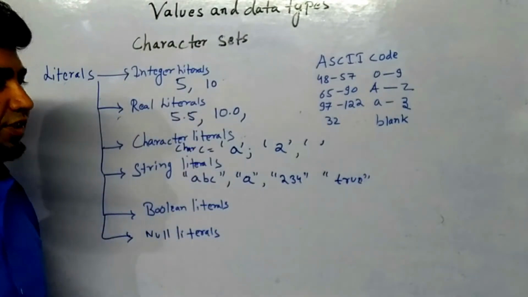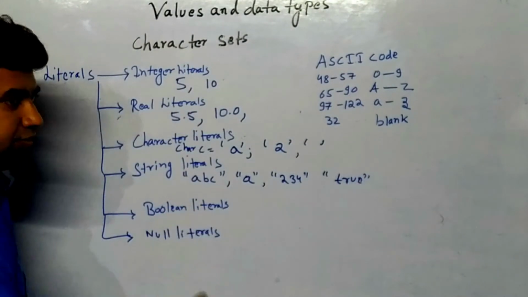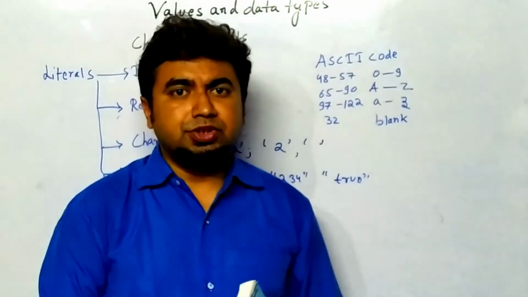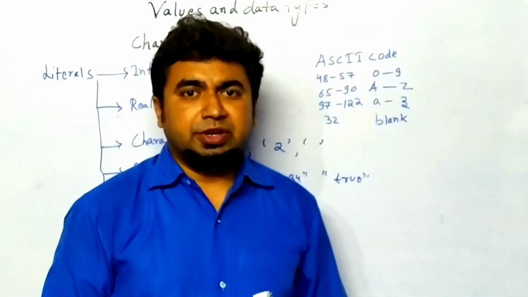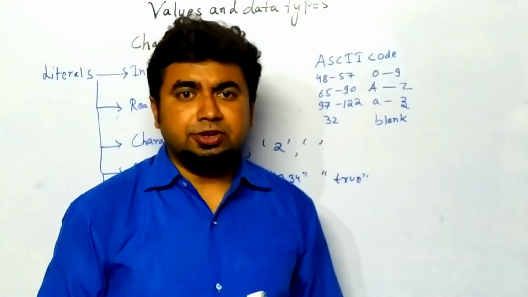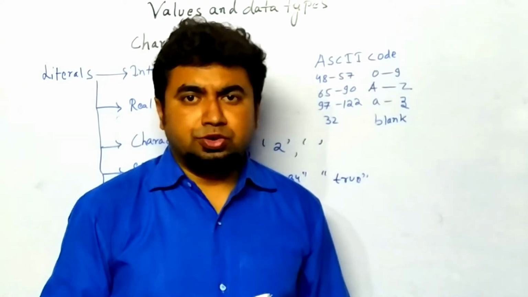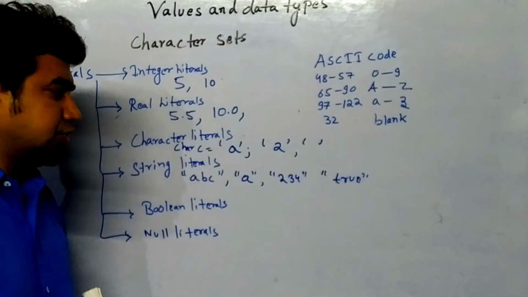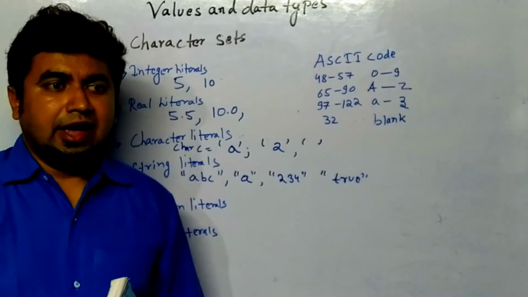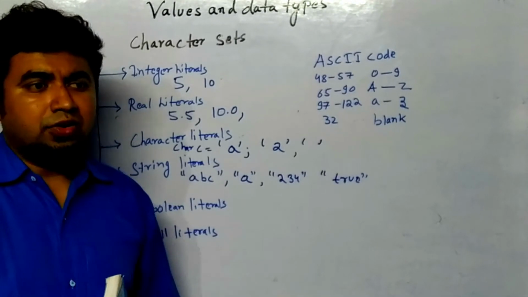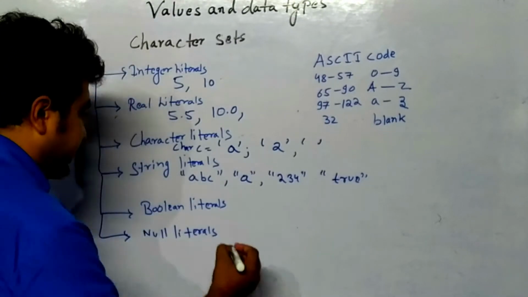This is also a string. Now, Boolean literals. Boolean literals are used to check a condition. Based on the condition, it will generate two possible outputs, that is true or false. And the Boolean values are always in lowercase.